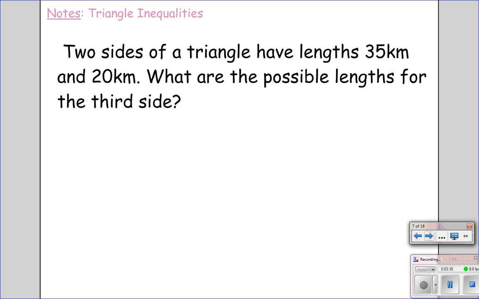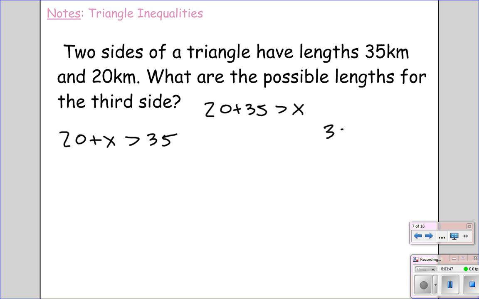All right, let's set up our three inequalities. 20 plus 35 has to be greater than x. 20 plus x has to be greater than 35. And finally, 35 plus x has to be greater than 20. Now, no matter what I add to 35, it'll still be bigger than 20 because 35 is already bigger than 20.